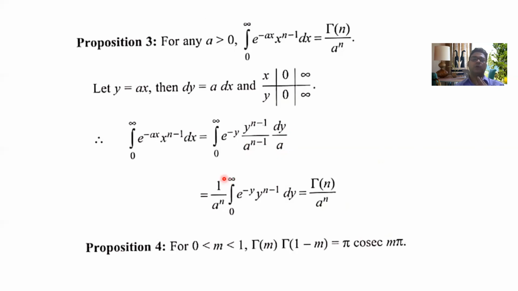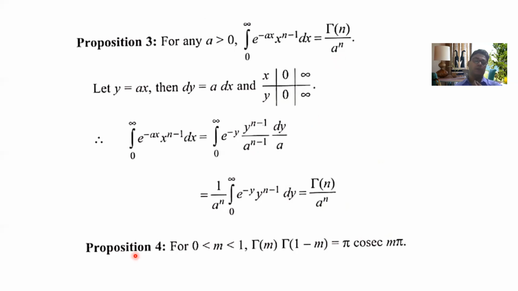So after simplification, what we have is 1 by a to the power n, the integral from 0 to infinity of e to the power minus y, y to the power n minus 1 dy. So this is nothing but a gamma function. So you may write gamma n by a to the power n. So from here it is clear that the third property you have from the gamma function: the integral from 0 to infinity of e to the power minus ax, x to the power n minus 1 dx is equal to gamma n by a to the power n. So this is also a very, very important property that you have.